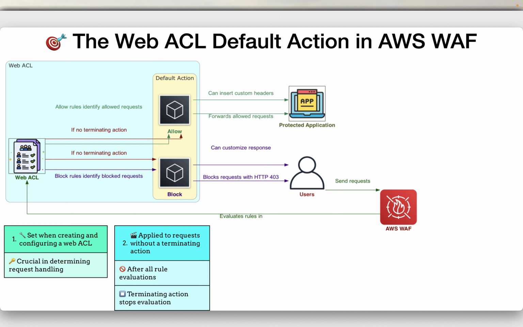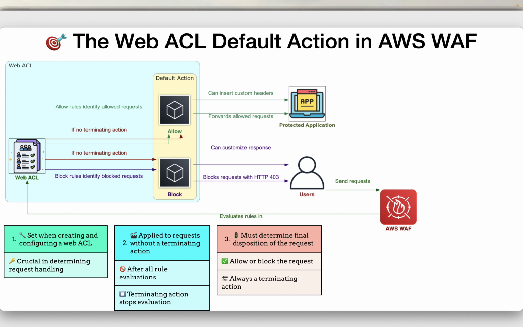A terminating action such as allow or block stops the web ACL evaluation of the request and either allows it to continue to your protected application or blocks it. The web ACL default action must determine the final disposition of the web request, meaning it must decide whether to allow or block the request. Therefore, the default action is always a terminating action.